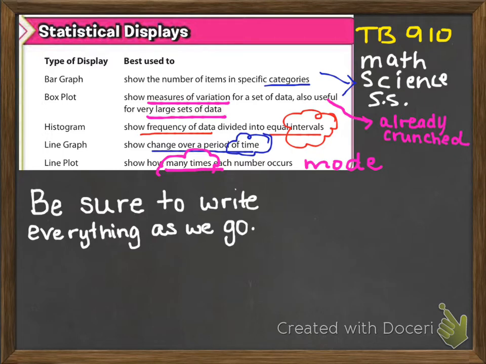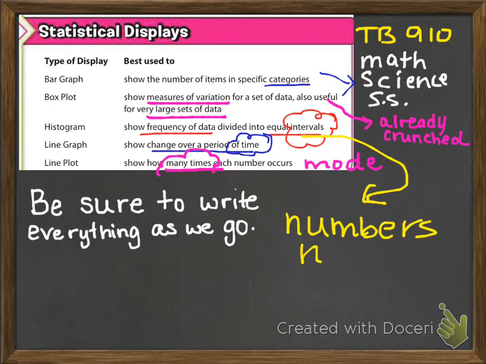Now with histograms, they're going to be very similar to bar graphs, but they are not the same as bar graphs because histograms show frequency of data divided into equal intervals. So the word that you're looking for if they ask you about which is the best data display is that intervals word. And really you can also remember that because we're comparing numbers and numbers. That's important for a histogram.